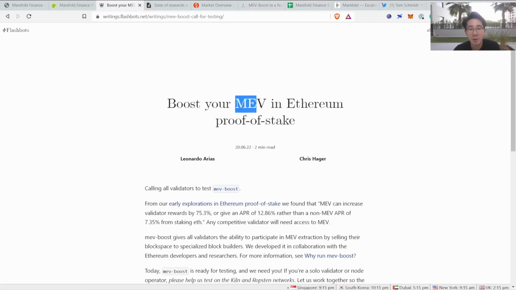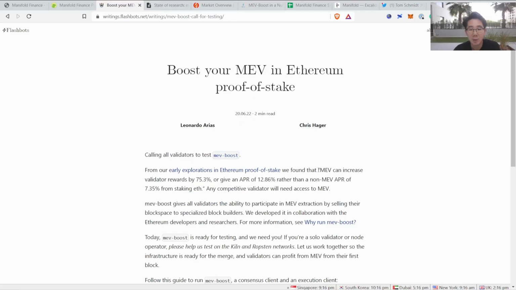Because MEV is a very key component, especially in the proof of stake ecosystem. So it can be summarized in this paragraph: MEV can increase validator rewards by 75%, or give an APR of 12.86% rather than a non-MEV APR of 7.35%. So any competitive validator will need access to MEV.